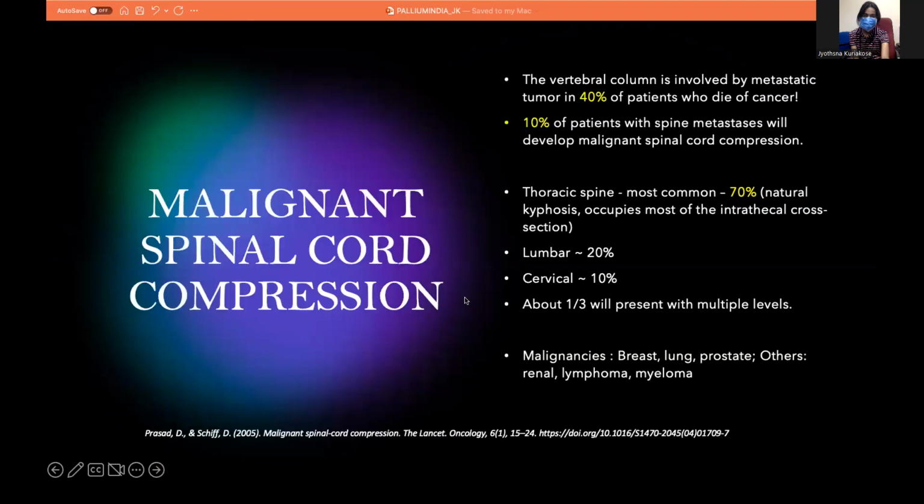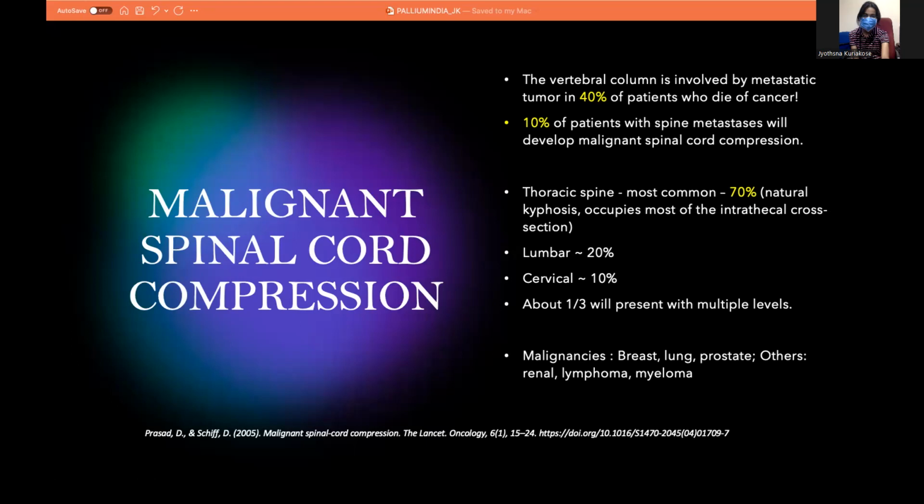We'll briefly go through the causes and the pathophysiology. As we all know, the vertebral column is involved by metastatic tumor in around 40% of the patients who die of cancer, and 10% of patients with spine metastasis will develop malignant spinal cord compression. Among the entire vertebral column, the thoracic spine, because of its natural kyphotic curvature and because it occupies most of the intrathecal cross section, is the most common site. In 70% of the cases, the thoracic spine is involved. 20% of the cases have involvement of the lumbar vertebrae, and 10% have involvement of the cervical spine. In 1/3 of the patients, they will present with metastasis at multiple vertebral levels.